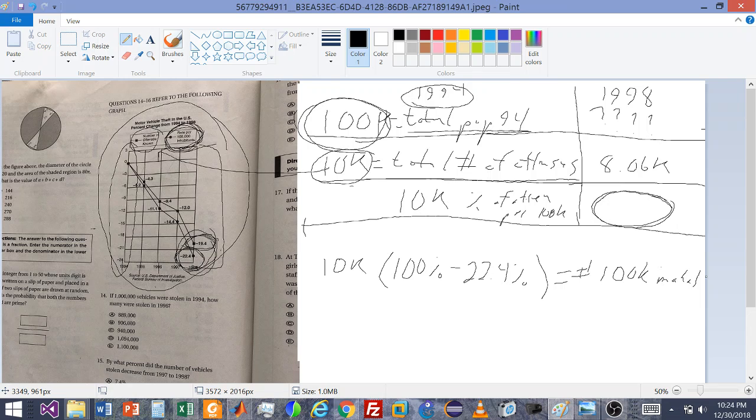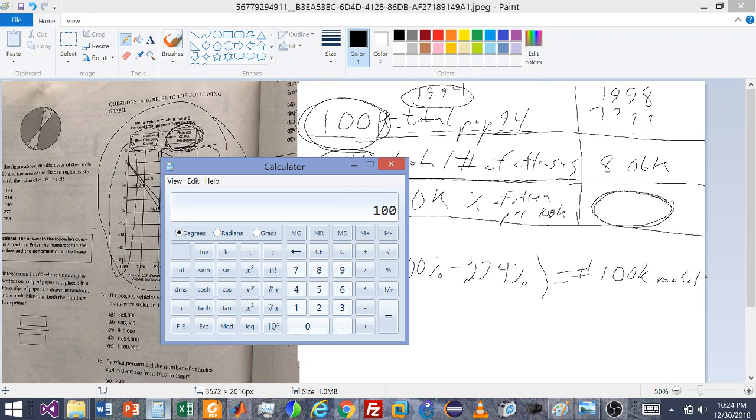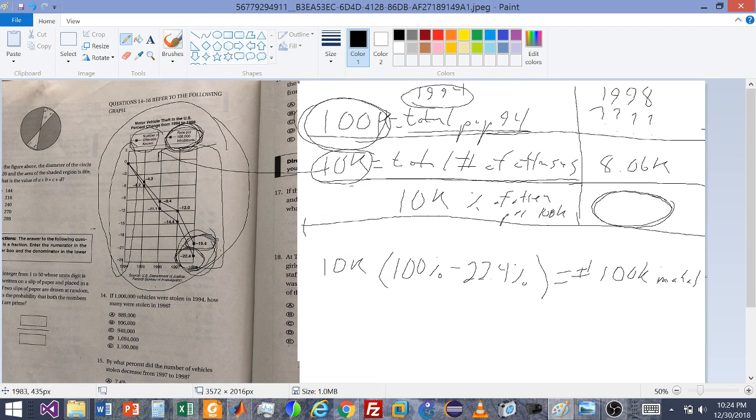Okay, sorry, some of the writing is chicken scratches here. So 100,000, 100% minus 22.4 is 77.6. So 77.6%. That's the result of this math.